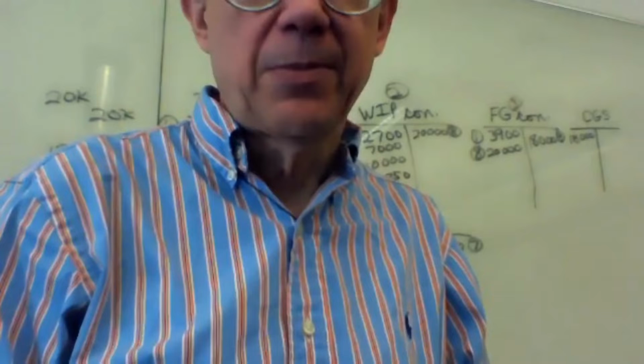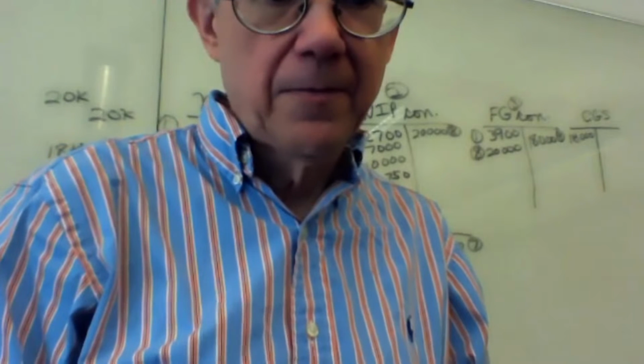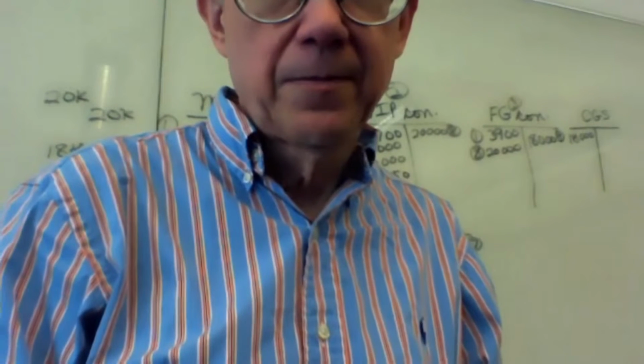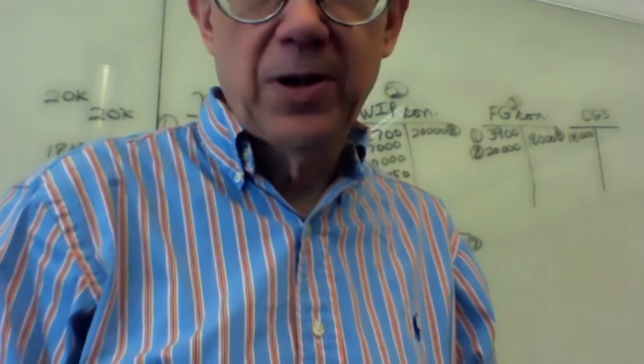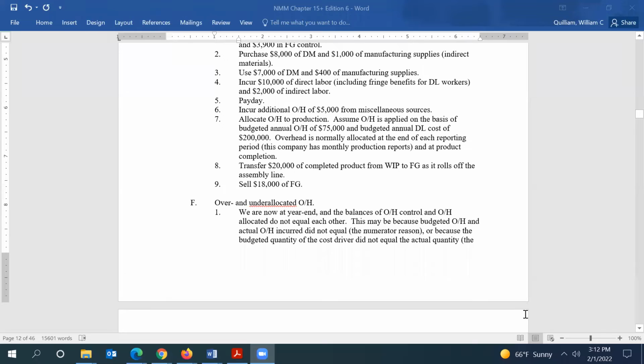So let me come back to my handout. Share my screen again. So here in F, over and under allocated overhead. So we're now at year end. The balances of overhead control and overhead allocated. By the way, the debit side is often called the control side, and the credit side is often called the allocated side because that's the amount we've allocated to production. So they should equal each other, but they don't.